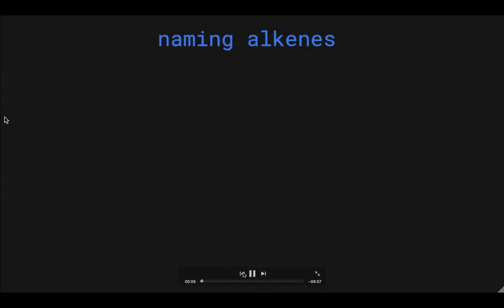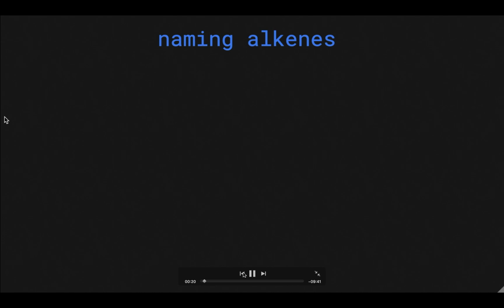Going over how to name alkenes. Alkenes are characterized by having a carbon backbone joined by one or more double bonds. I will walk you through the steps of naming an alkene and give you a bunch of examples so that you're comfortable naming them in no time. Let's begin with our first example.